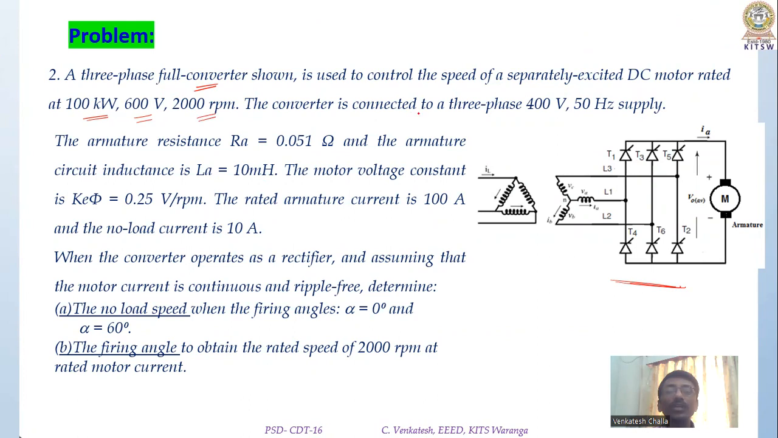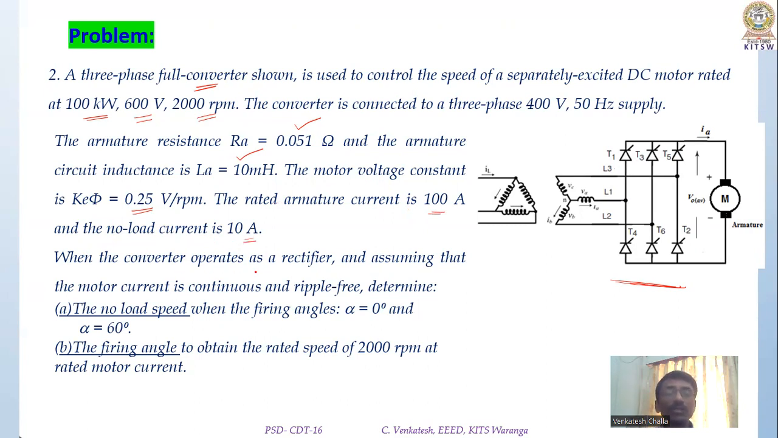The converter is connected to a three-phase 400 volts 50 hertz supply. The armature resistance RA is equal to 0.051 ohms and the armature circuit inductance is LA equal to 10 millihenry. So motor armature resistance and inductance are given. The armature voltage constant is KE is equal to 0.25 volts per RPM. The rated armature current is 100 amperes and the no load current is 10 amperes.